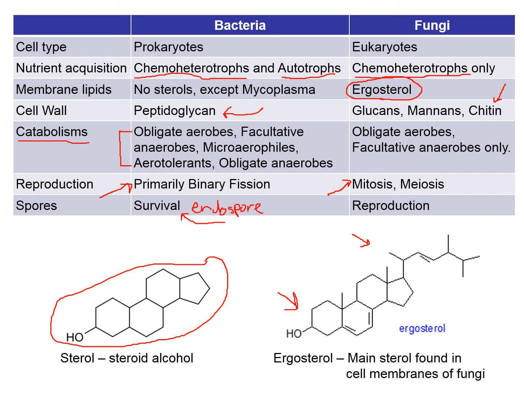And one cell emerges from that endospore. Fungi, on the other hand, make spores to reproduce, and they have sexual spores and they have asexual spores.